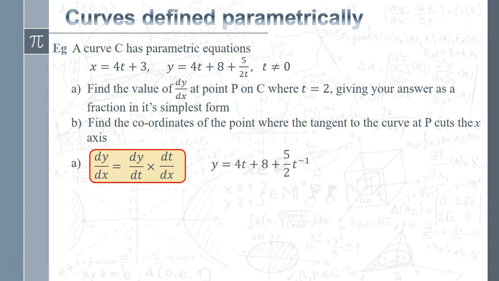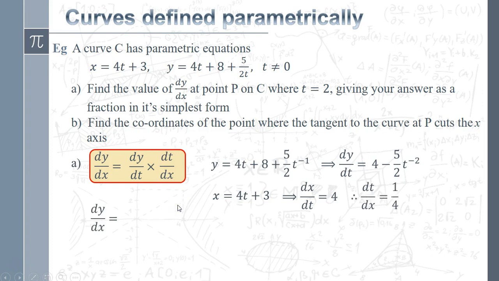So let's just crack on. Let's start off with dy/dt. I've written the 5 over 2t as t to the minus 1, and now we'll differentiate it. There we go. Now we've got x equals 4t plus 3, so we're differentiating x with respect to t, which gives us dx/dt, and dx/dt is just 4. The one we want is dt/dx, so we need to flip it upside down, as we know we can, so dt/dx is a quarter.